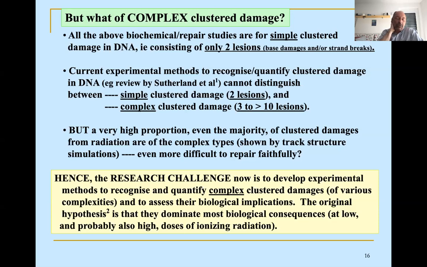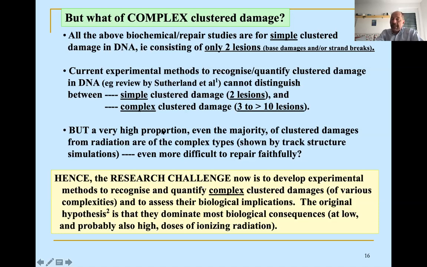So the question is, how do we define exactly the complex clustered damage? When we have two lesions, base damage and/or strand breaks, these are essentially simple clustered damage. But current experimental data to recognize and quantify clustered damage cannot distinguish between simple clustered damage and complex clustered damage. So somehow when the damage is complex, experimentally it is very difficult to distinguish.